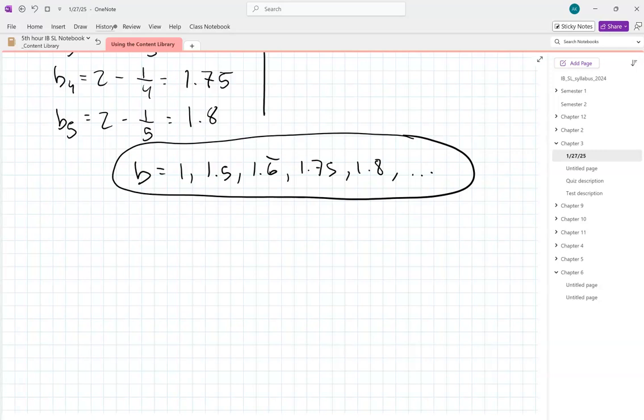So we can use sequences to model real life behavior. So say we have a situation like the following.